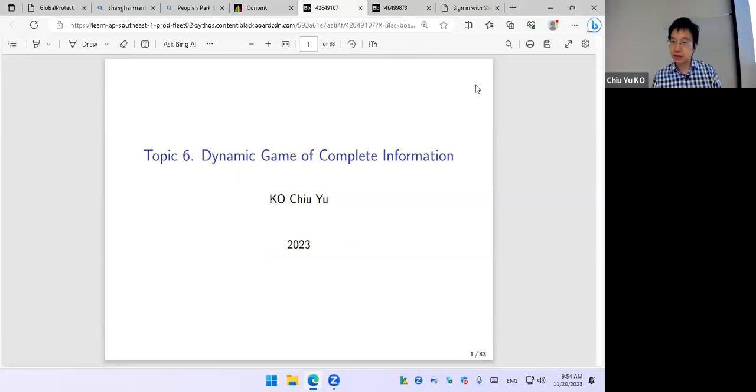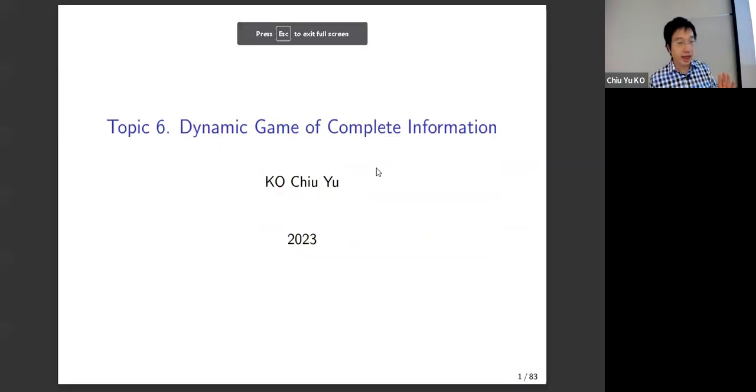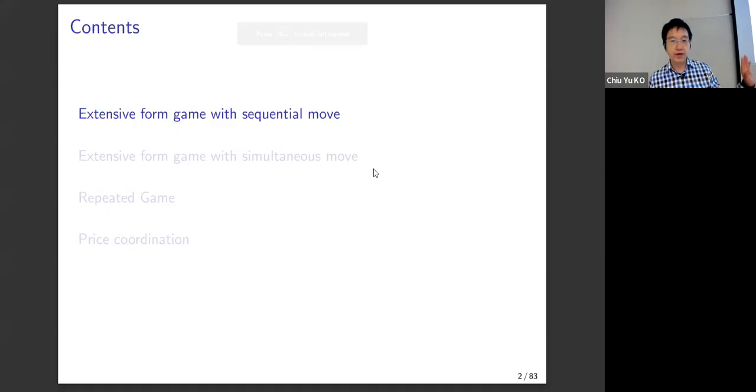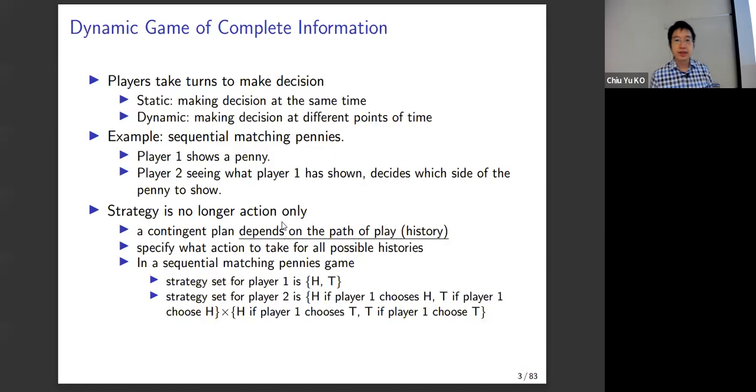Let's talk about this dynamic game of complete information. We focus on the easiest one. We focus on sequential moves first, so at every point in time, only one person moves. And then we talk about allowing people to move simultaneously. The easiest case is, imagine this, players take turns to make decisions, and the easiest example is the matching pennies game, right?